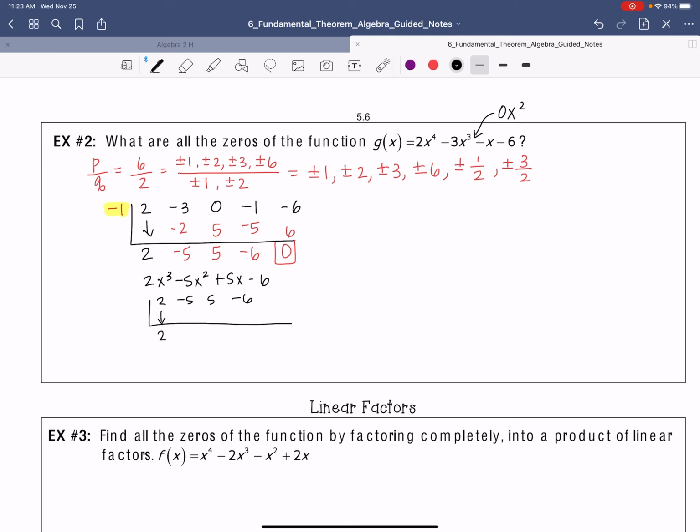Okay, we've already tried 1. We tried it up on the top one. So don't try 1 again. We've already done -1. Don't do -1 again. So now we're going to move to 2. So I'm going to go ahead and try 2.